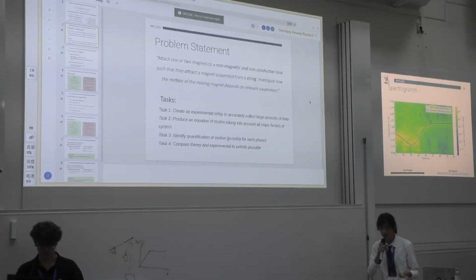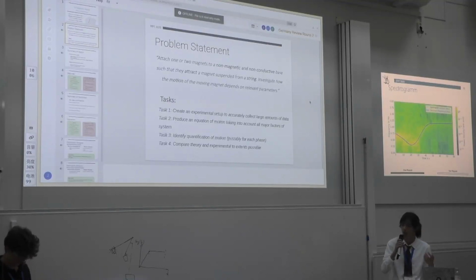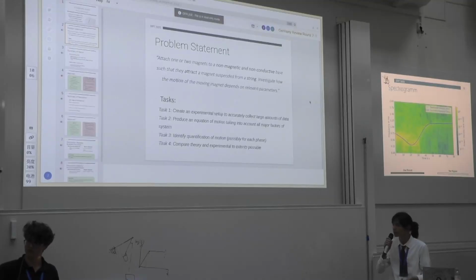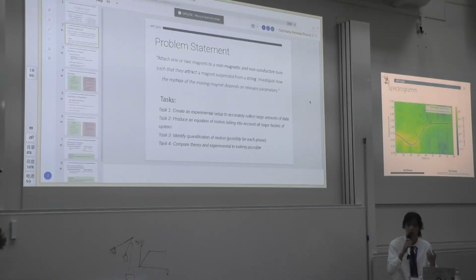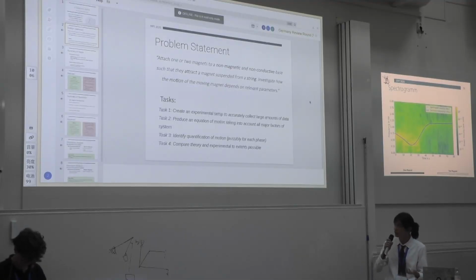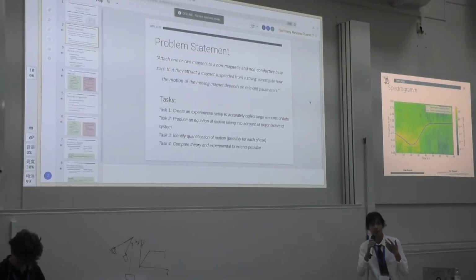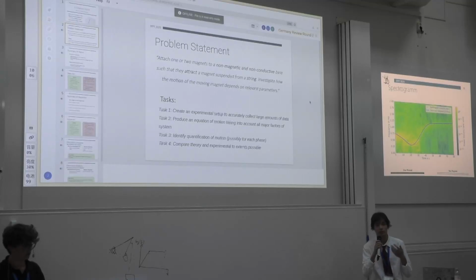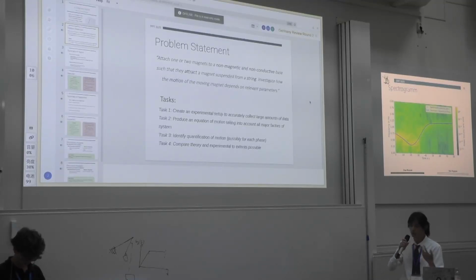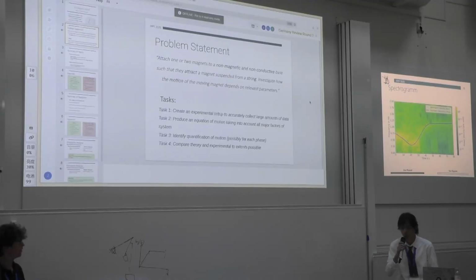The second task was to produce an equation of motion taking into account all major factors. We believe that this was somewhat satisfied. However, the orientation is very important, and that was not quantified. Task number 3 was to identify quantification of motion. I think that there was some interesting use of frequency analysis to investigate the motion. However, there could be more quantification of the 3 phases that the reporter mentioned.